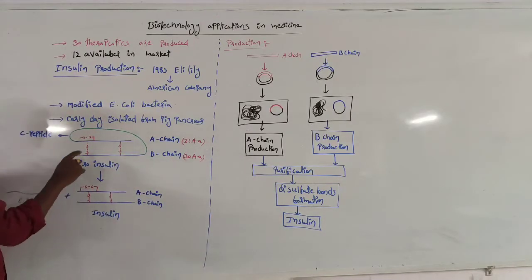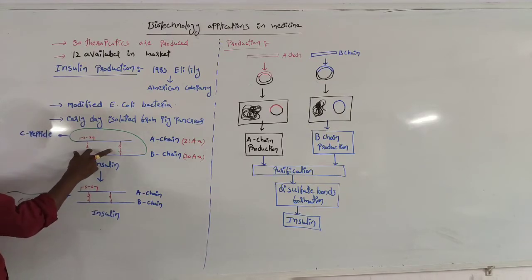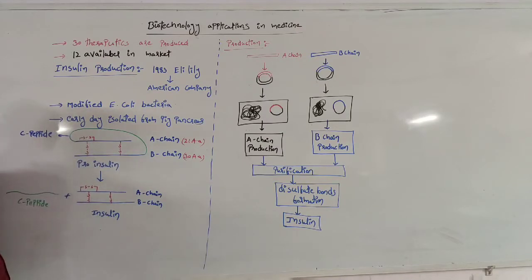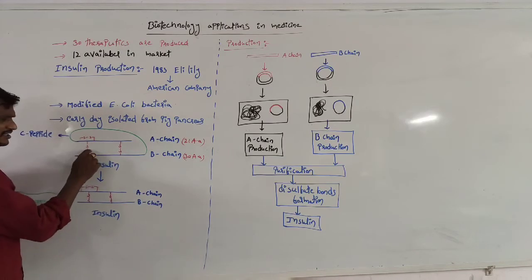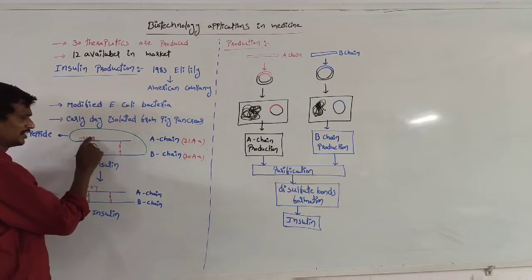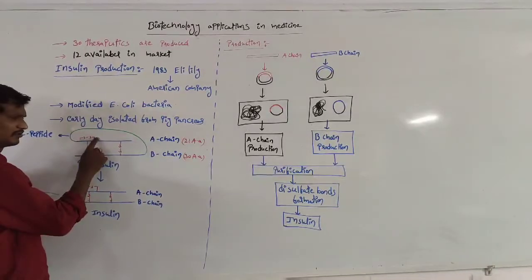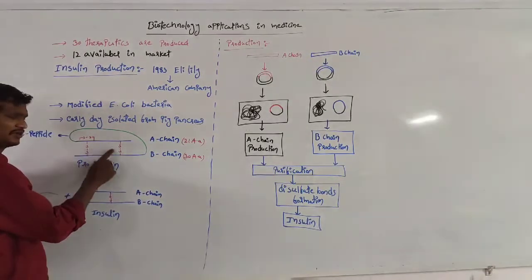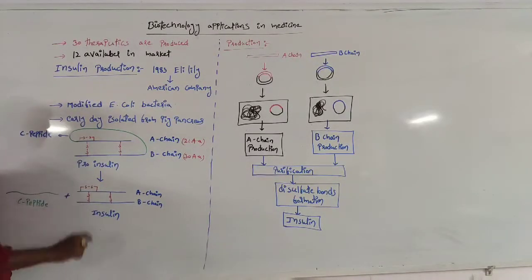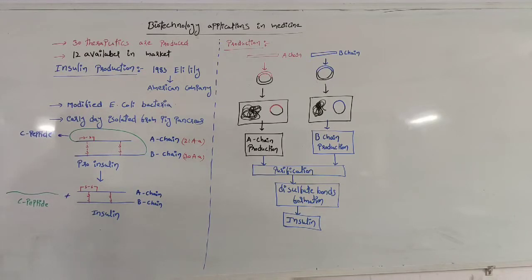Right? And there are disulfide bonds between the A chain and B chain. Two disulfide bonds are there between them, and within the A chain, one disulfide bond is there. These two are interchain disulfide bonds, and this one is an intrachain disulfide bond. Totally three disulfide bonds are there.